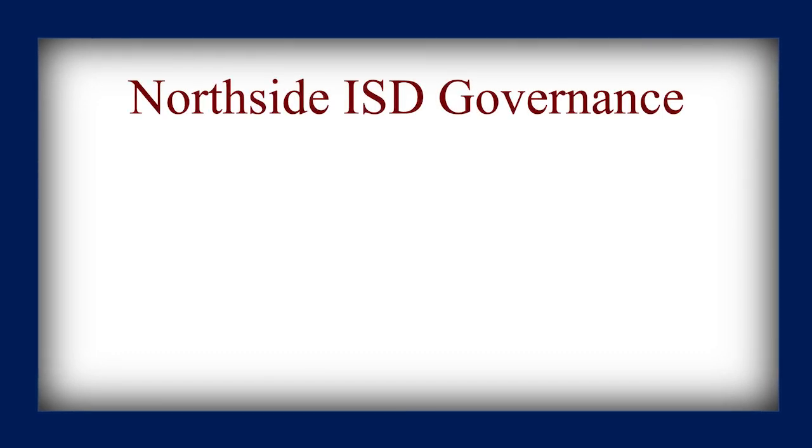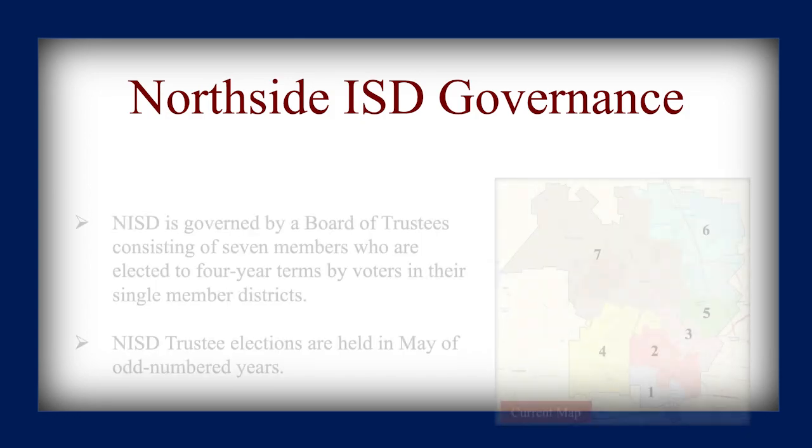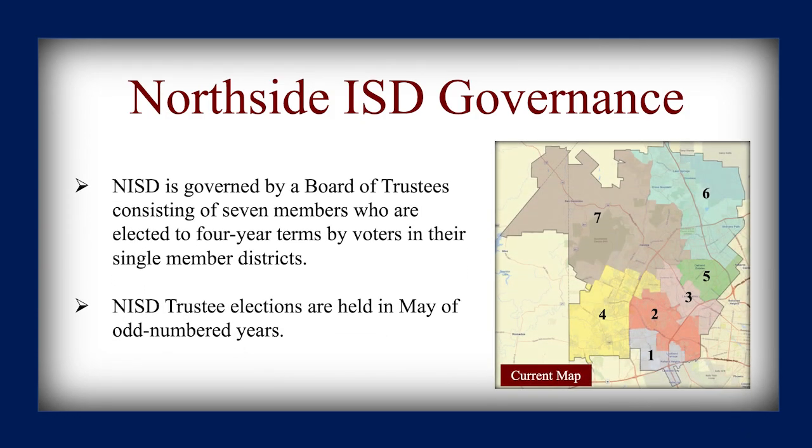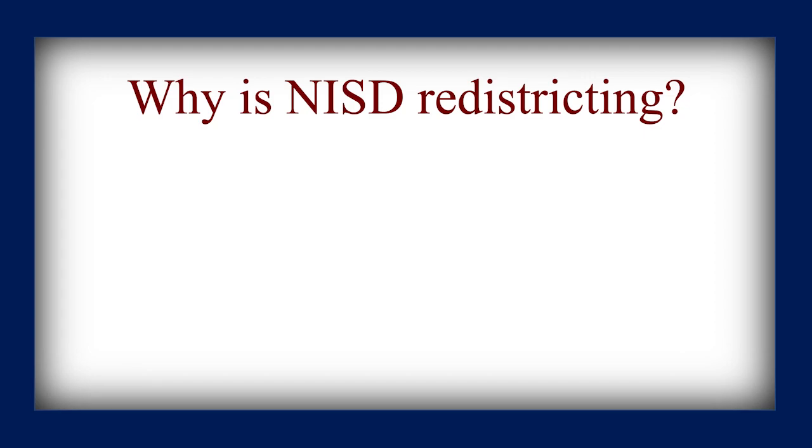Before we take a closer look at redistricting, let's review Northside's governance structure. Northside is governed by a board of trustees consisting of 7 members who are elected to 4-year terms by voters in their single-member districts. Northside trustee elections are held in May of odd-numbered years. Why is Northside going through a redistricting process?